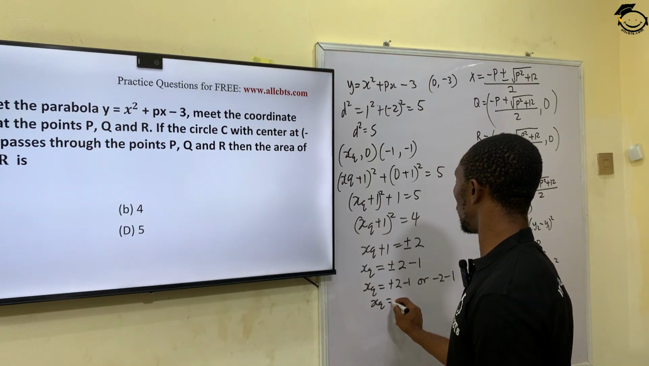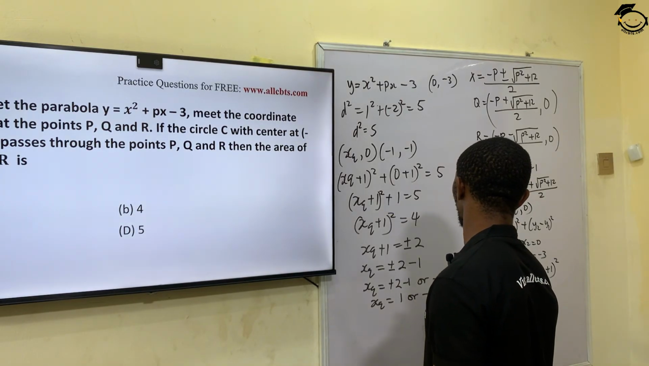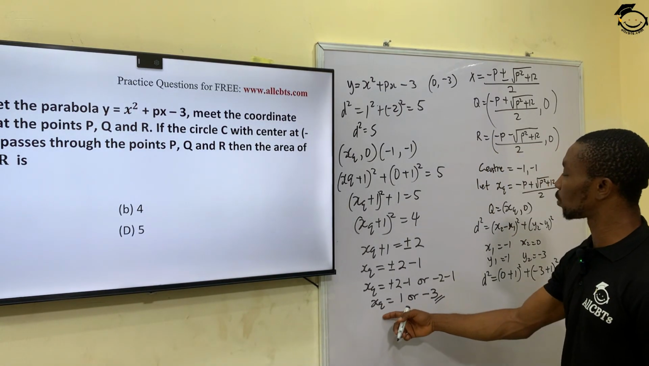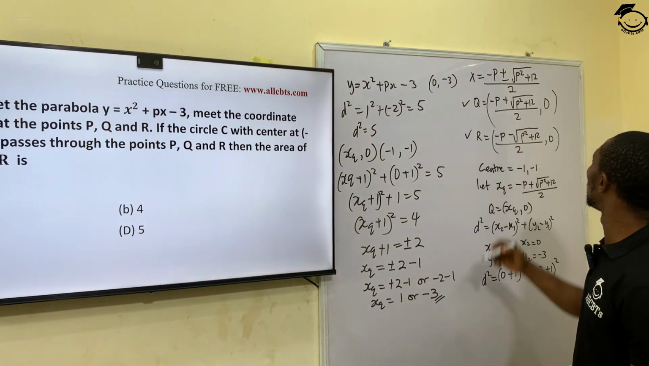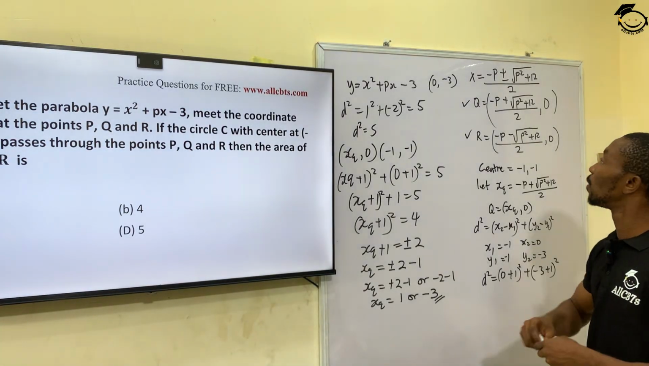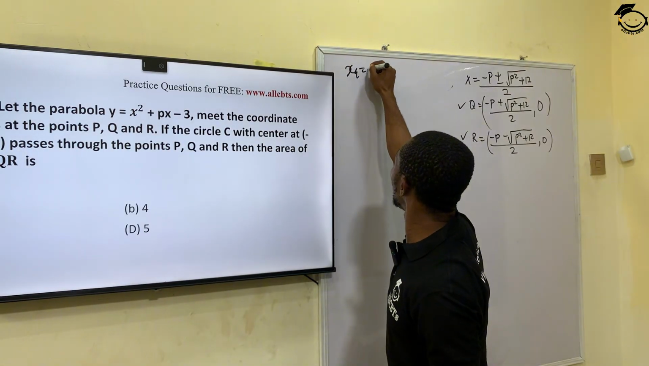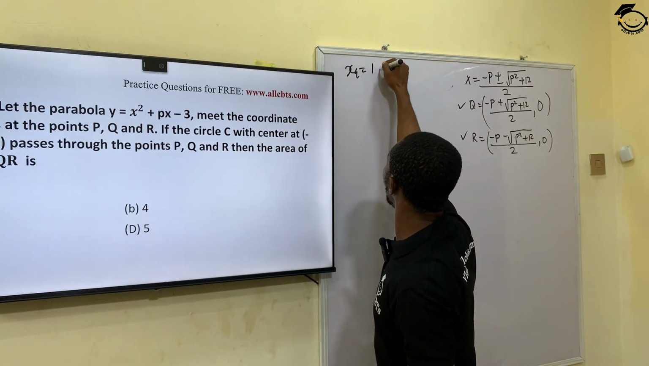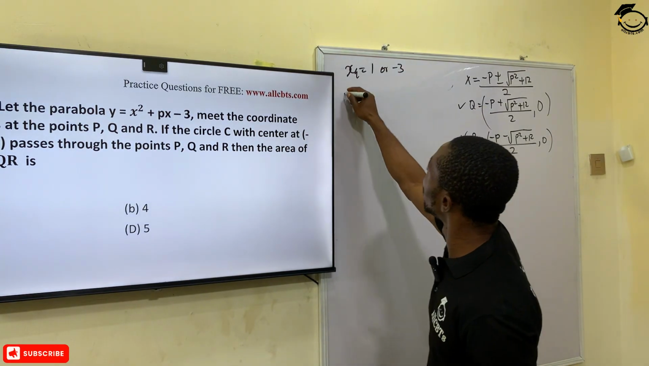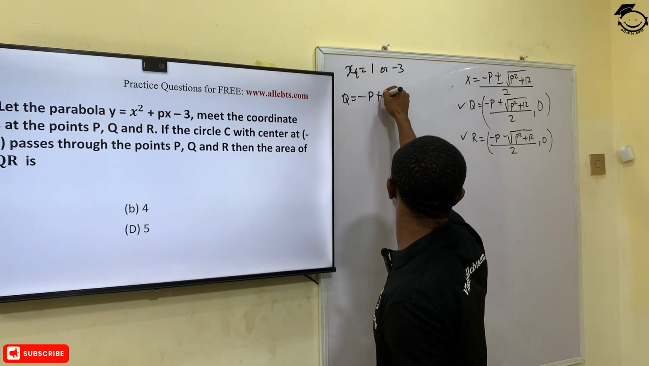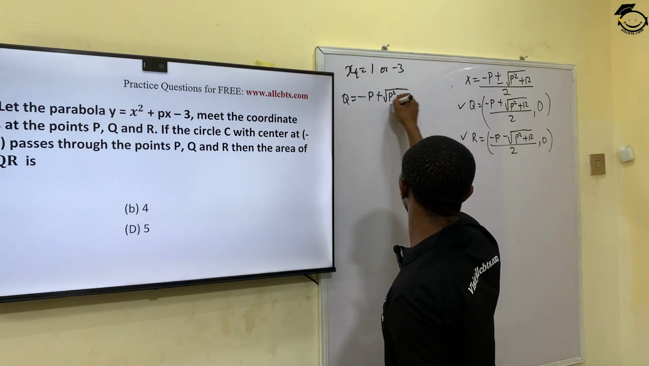So s cubed would be 1 or minus 3. Now, we are going to substitute these values of 1 and minus 3 into these two equations to find the values of q and r. So substituting s cubed equals 1 or minus 3 into this equation of q equals minus p plus root p squared plus 12 over 2.